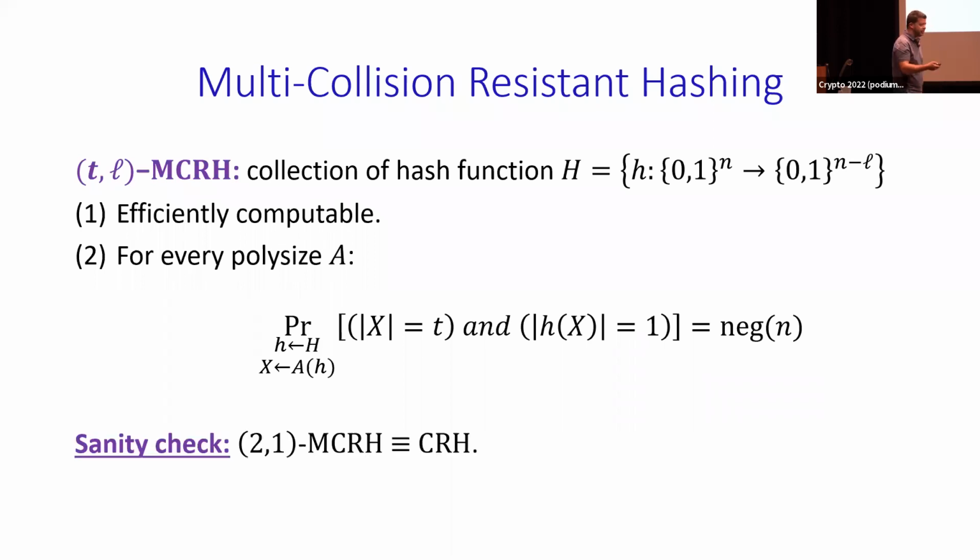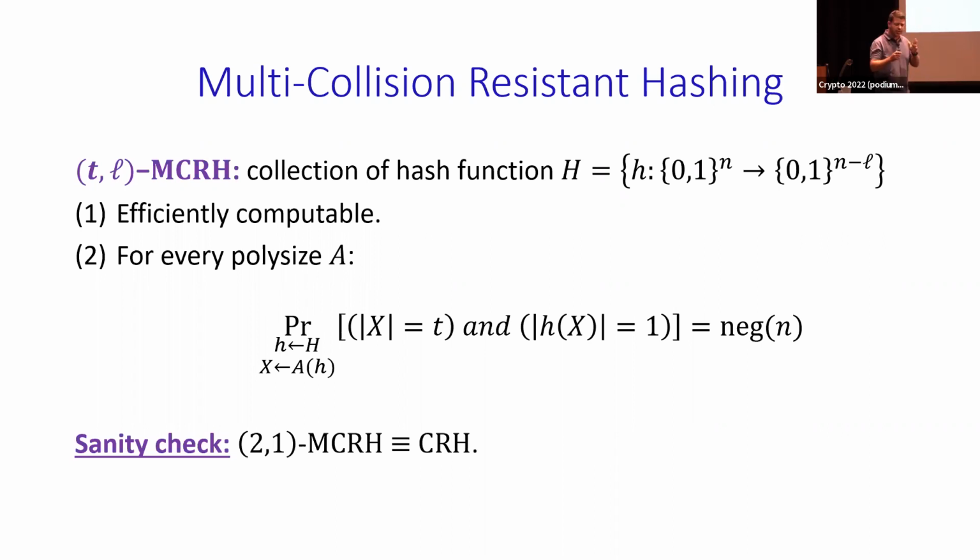And just as a sanity check, note that if you take T to be equal to 2 and L to be equal to 1, you get this 2-1 MCRH. So this would be an MCRH in which it's hard to find pairwise collisions, like a CRH, with 1 bit of compression. But we know that with CRH, if you have 1 bit of compression, you can basically get any level of compression that you want by composition.